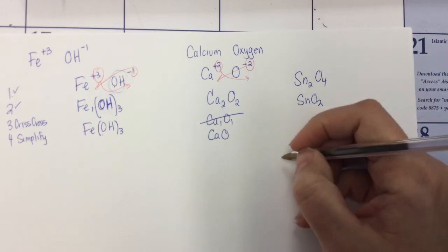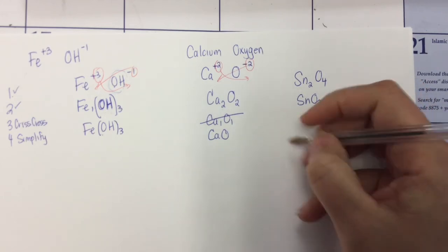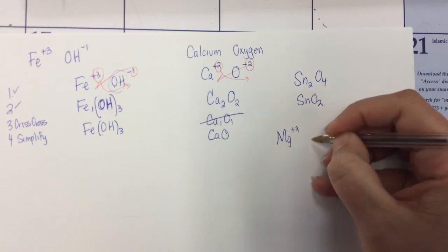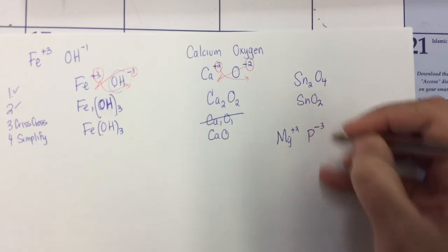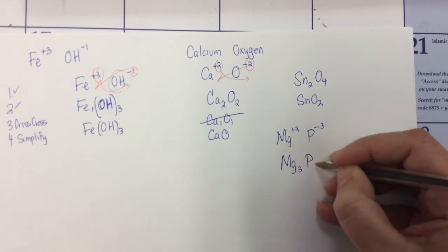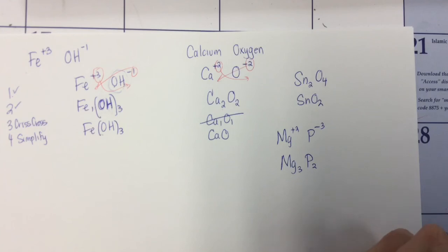You might see formulas where, let's say we're doing Mg +2 and P is a -3. And when we cross them, you get Mg with a 3 and P with a 2. Now they don't reduce. They don't need parentheses, and that is complete.